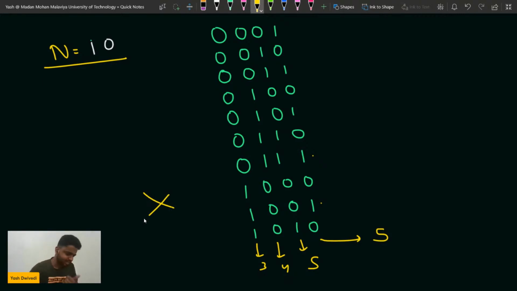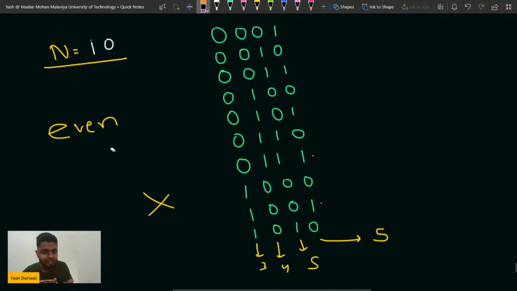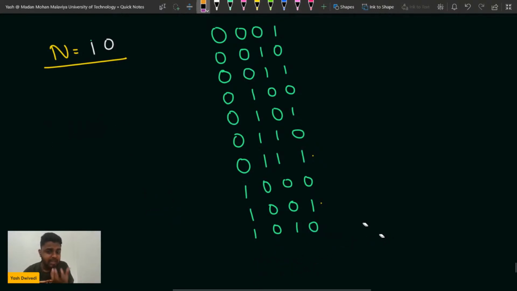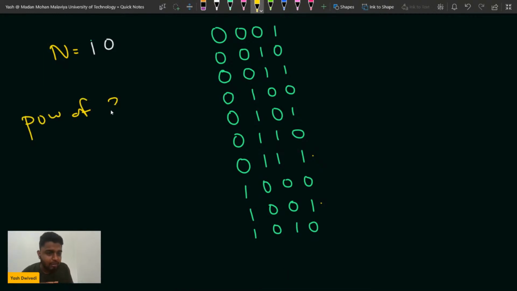Is there any pattern? Earlier I was thinking for the even numbers I'm having a pattern, but actually for even numbers I'm not having any pattern. So for what kind of numbers will I have a pattern? I will have a pattern for the closest power of 2. Please write power of 2. I will have a pattern for power of 2.